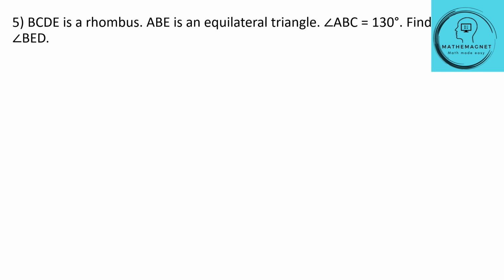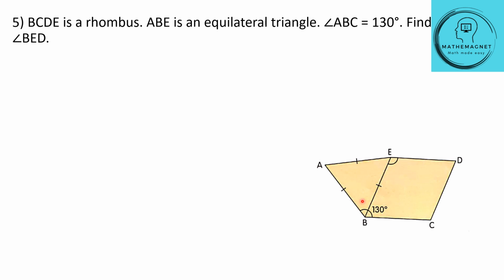Question number 5. BCDE is a rhombus. ABE is an equilateral triangle. Angle ABC is 130 degrees. Find angle BED. So this angle is what we have been asked to find. Now we know this is an equilateral triangle. Now what is the important property in an equilateral triangle? That all sides are equal and also all angles will be equal to 60 degrees. So basically BAE will be equal to AEB will be equal to ABE, which is equal to 60 degrees.